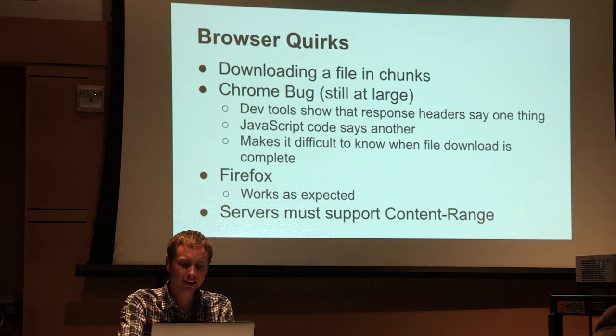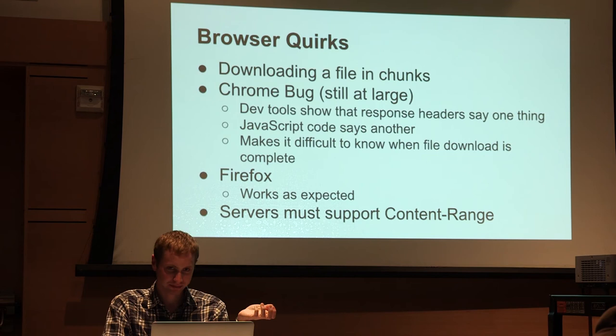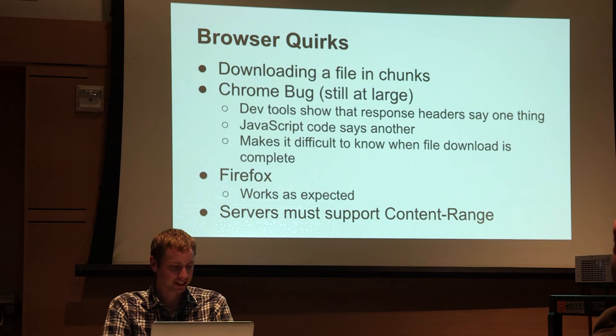The next thing that was really annoying about writing this really high-performance library was browser quirks. The next requirement that we had was to be able to download a huge file remotely and process it. And this is kind of its own beast. So instead of using the file reader, we're using AJAX requests. And we had to download this file in chunks.